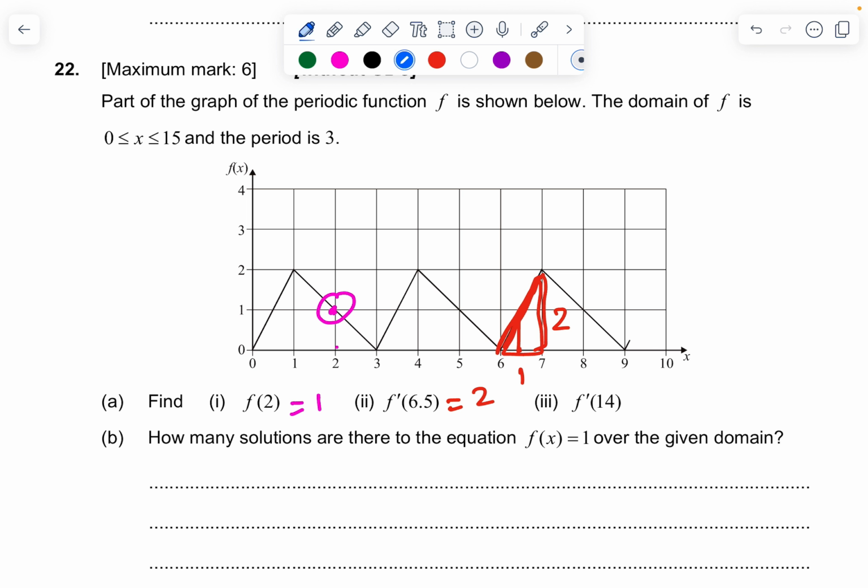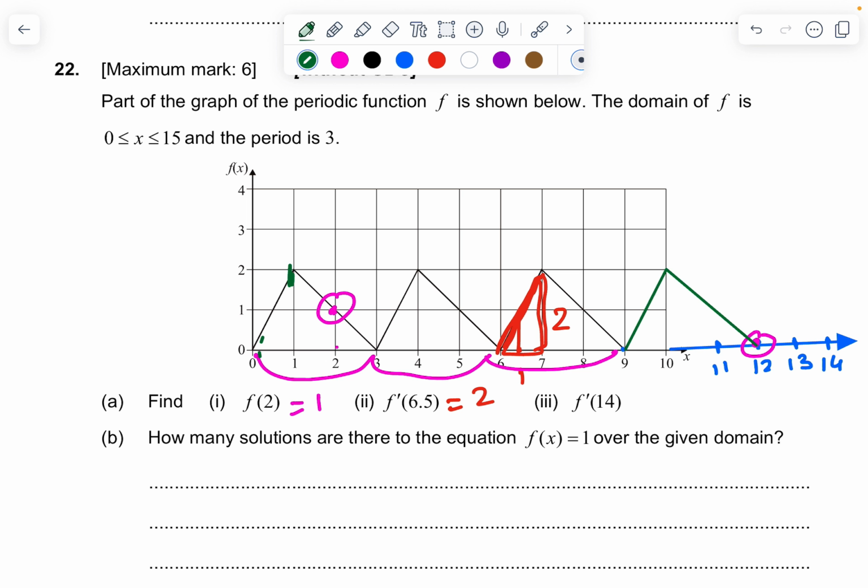f prime of 14. So what am I going to do? Extend this one. 10, 11, 12, 13, and 14. So this graph will be in the form of 9 to 12, because the gap is 3, 3, 3. So it's going to be 9 to 12, and at the immediate next point it is going to the peak. So it goes at 10, then again 10 to 12, then at 13, and again up to 15.